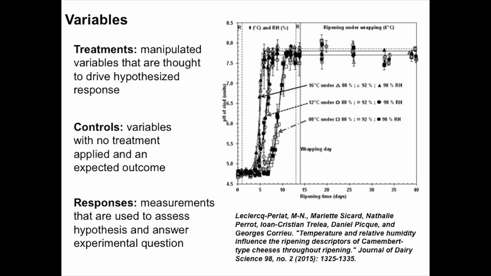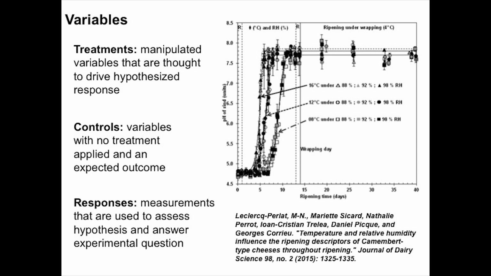You want to try to test all kinds of different variables. And that becomes a really complex problem and actually ends up being a bad experiment because you can't really learn anything from it. So when you're thinking about variables, you should be thinking about what are your treatments, what are your controls, and what are your responses.